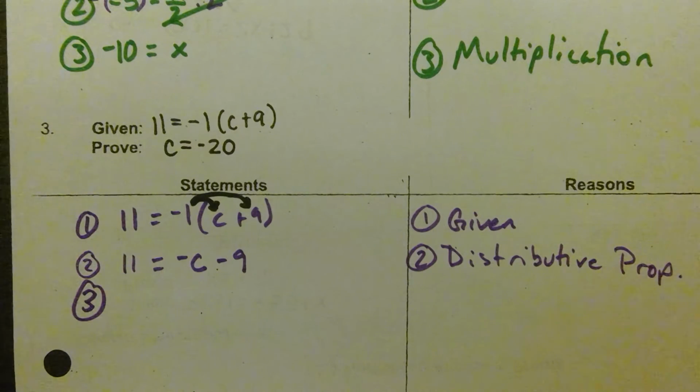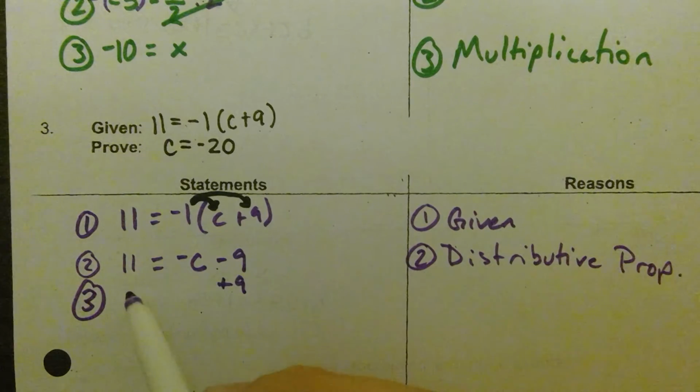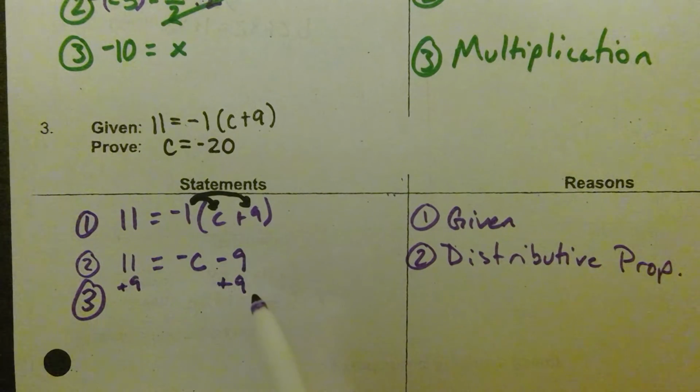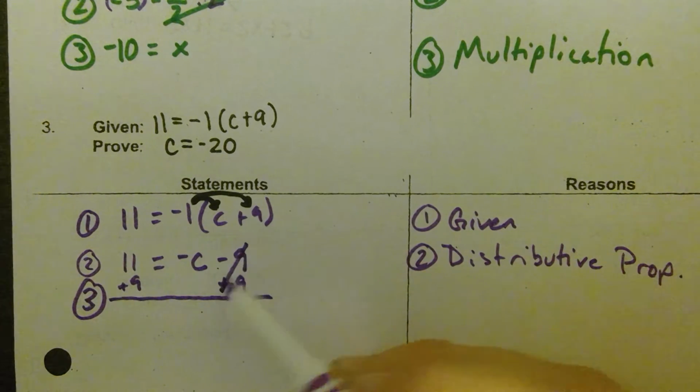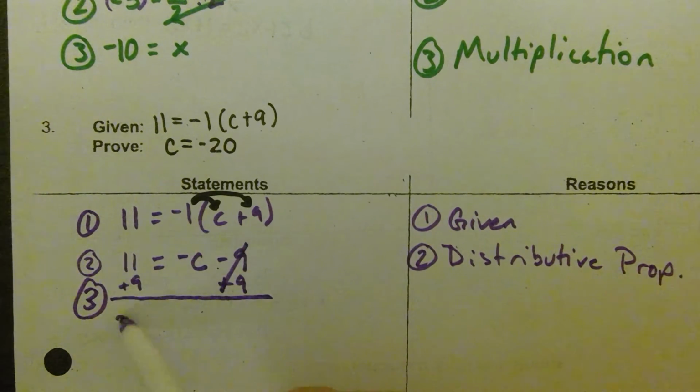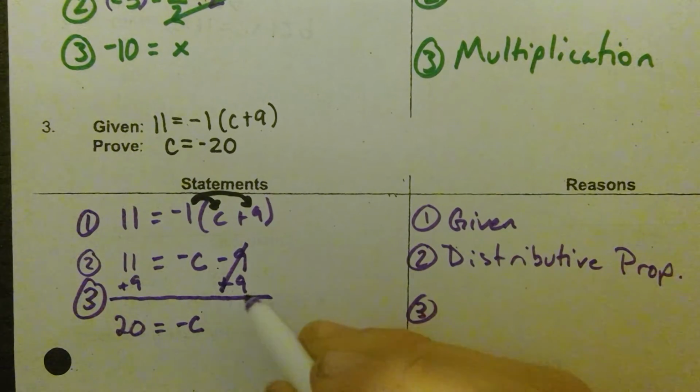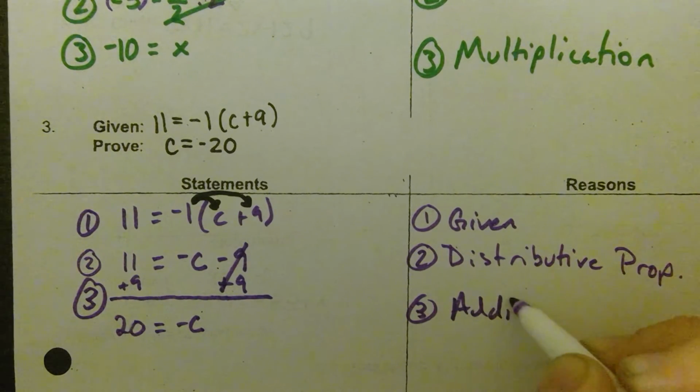Okay, and we're trying to get c by itself. So I'm going to add my 9 to the left side here. So plus 9, added on the left side. I also have to add it to the right side. Okay, can never forget that. If we do it on the left side, we've got to do it on the right side. You have to keep that equation balanced. So that's going to zero out. 11 plus 9 is going to give us 20 equals negative c. Okay, and we did some addition there, so we'll go ahead and say our reason is addition.